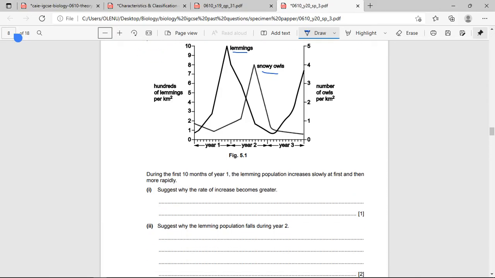That might be as a result of an increase in the number of lemmings reproducing, which will cause the rate of reproduction to be faster. Increase in numbers of lemmings reproducing.